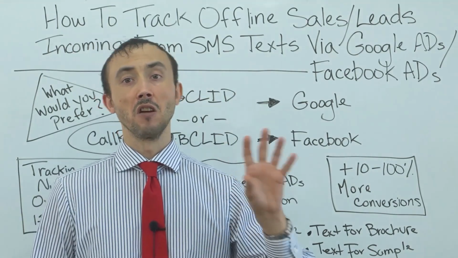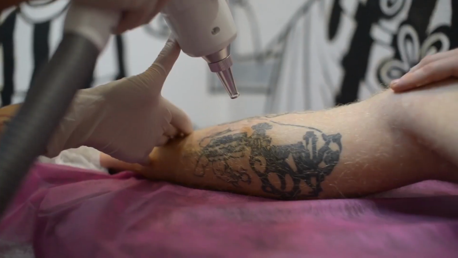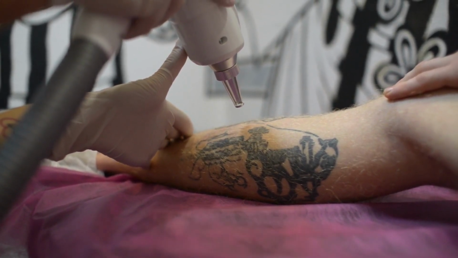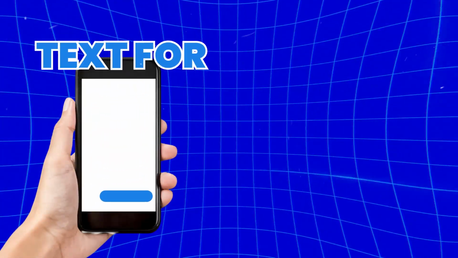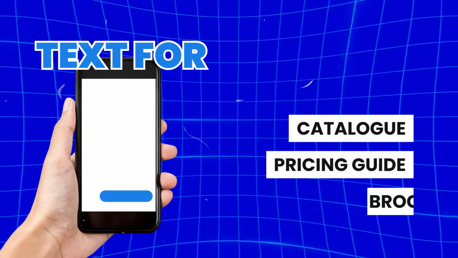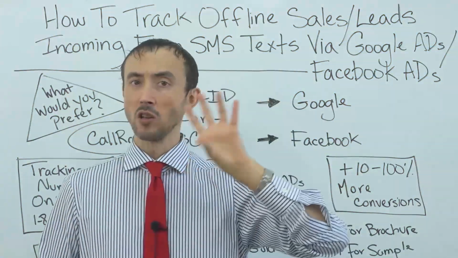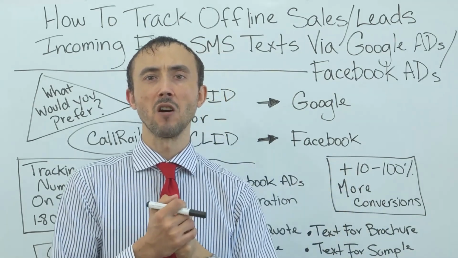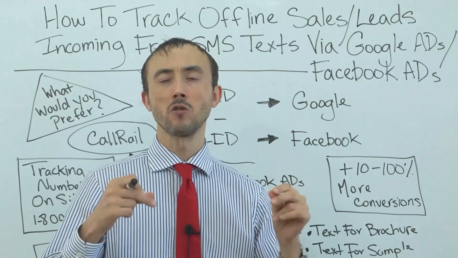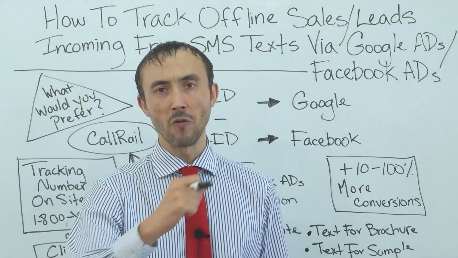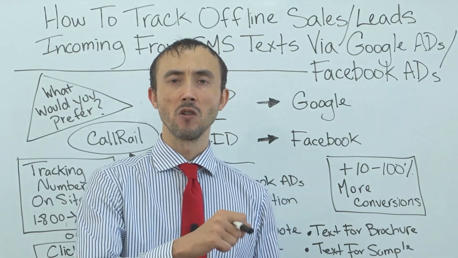Give you another example. We had one in the tattoo removal space. Text for an instant quote also works very, very well. And there are other instances where you can offer text for catalog, text for pricing guide, text for brochure, or just text to have somebody call you back. All of those can increase your lead flow from the same amount of traffic that you have coming to your site. Obviously, different ones work better for different markets or different niches.